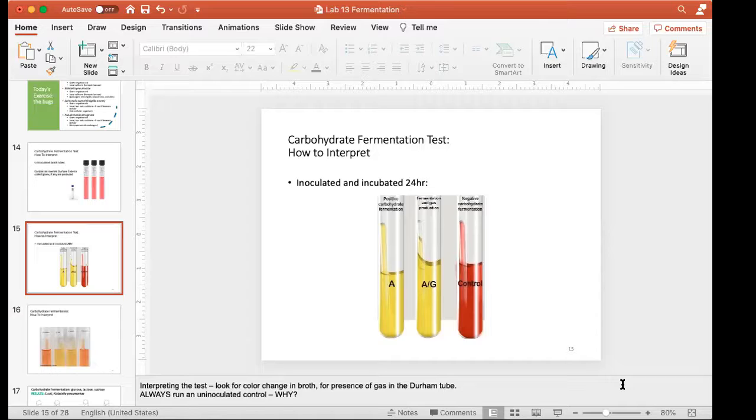Sometimes microbes have the ability to take a slightly more complex carbohydrate, like a disaccharide, and get the glucose out of it, essentially, by breaking it down. And then they can ferment the glucose. Remember, too, that fermentation is a much less efficient way to make ATP.